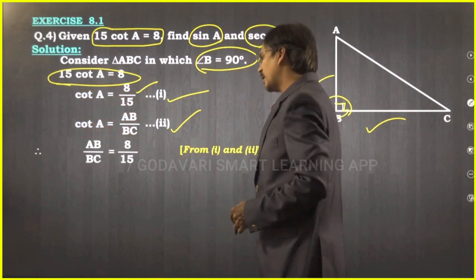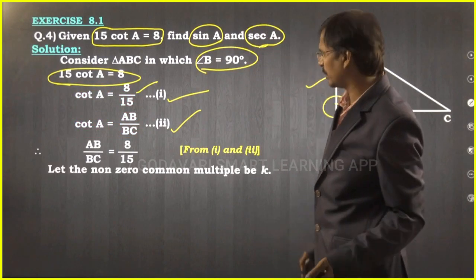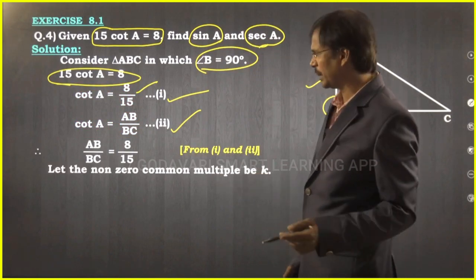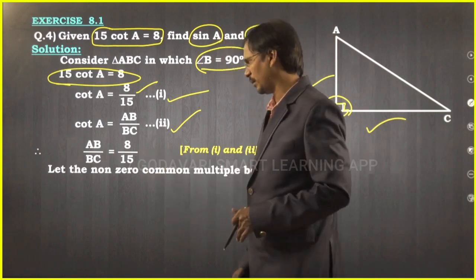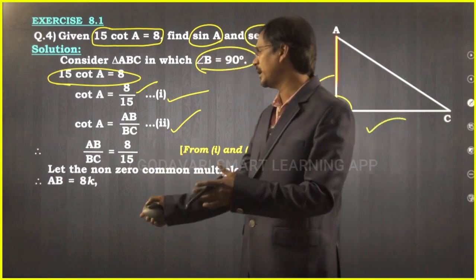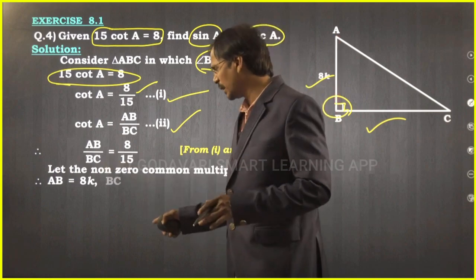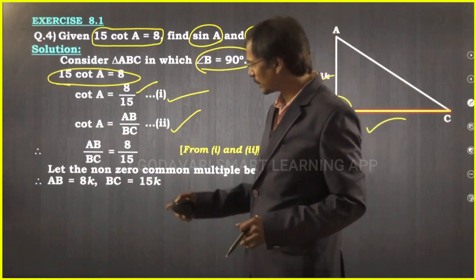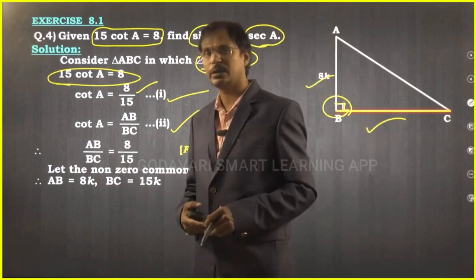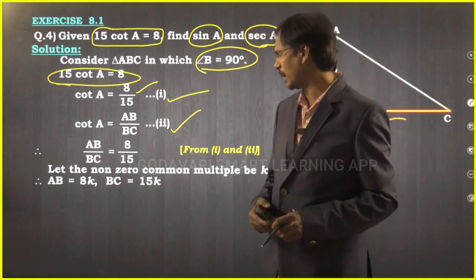So from 1 and 2, we can write AB is equal to a non-zero common multiple of k. That means we can't directly take AB is equal to 8 and BC is equal to 15. That is, suppose AB is equal to 8k and BC is equal to 15k, because we can't find the cancellation number. That's why we should take AB is equal to 8k and BC is equal to 15k.